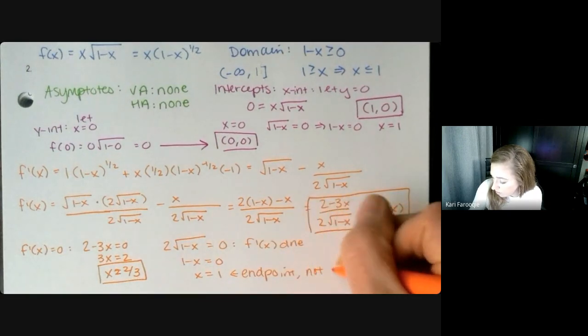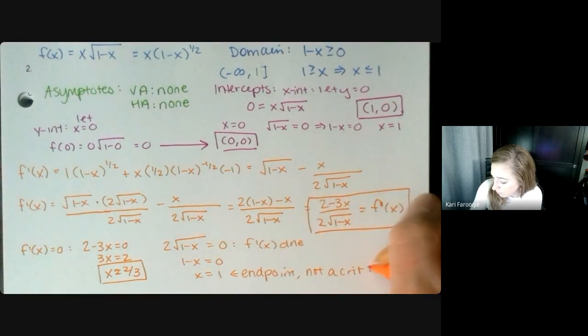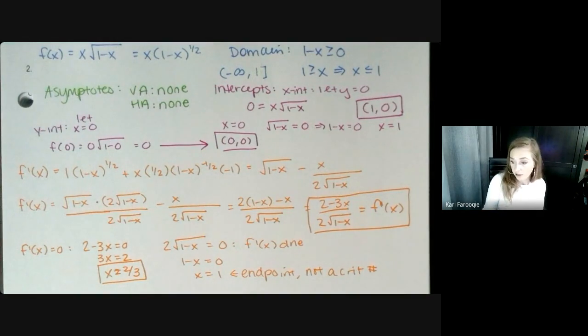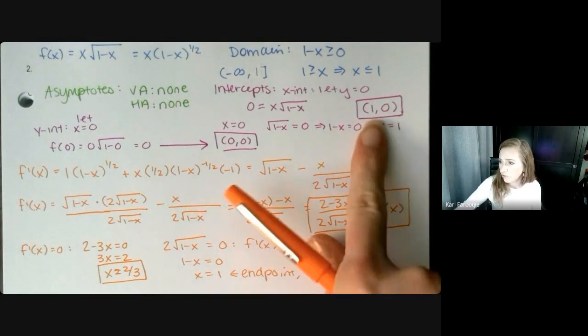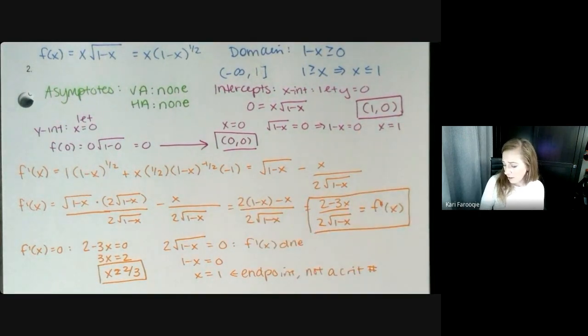So it means not a critical number. It's still going to go in our sign analysis. It has to. It's the last value we're using. But we're not going to test the value there. Plus we already found that the value at x equals 1 is 0, so we have a point there. It's just not going to be any sort of extreme value for us. Local extreme, I should say.